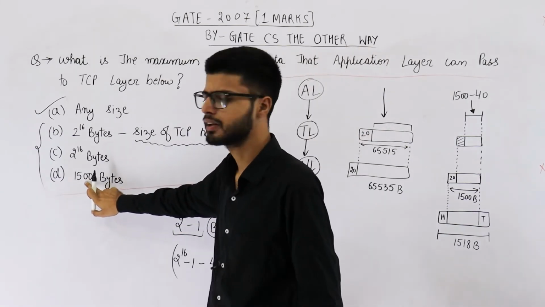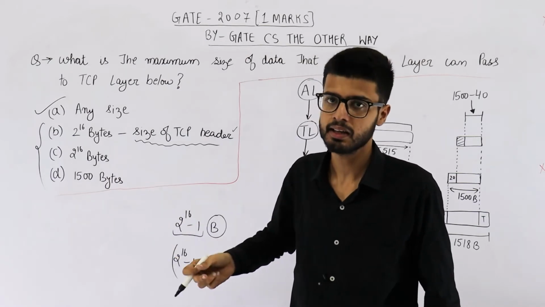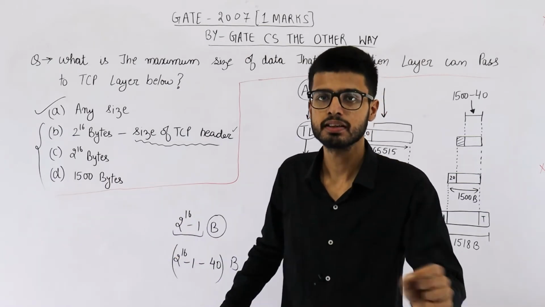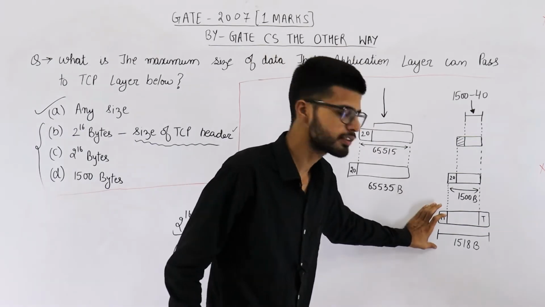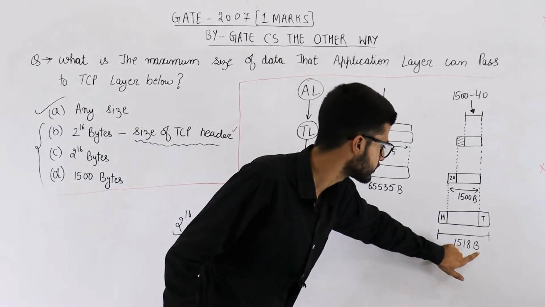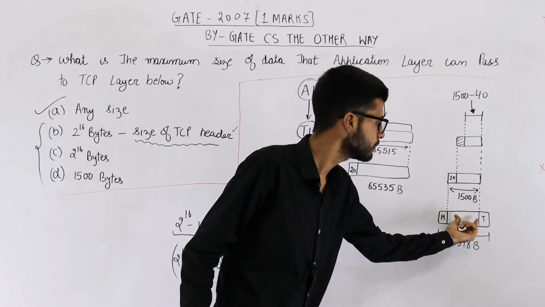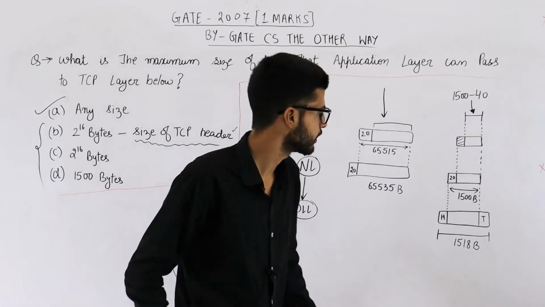Option D says 1500 bytes. 1500 bytes is the MTU at data link layer when we are using the standard Ethernet. If you are using standard Ethernet, the frame size will be 1518 bytes. You remove header and the trailer, you will get 1500 bytes. So maximum transmittable unit is 1500 bytes.